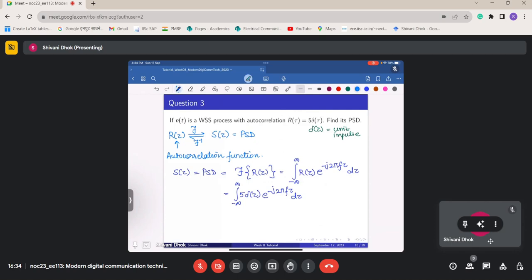Now we know this property of impulse, that if I have f(tau) and an impulse delta(tau), this is equal to f(0) delta(tau).